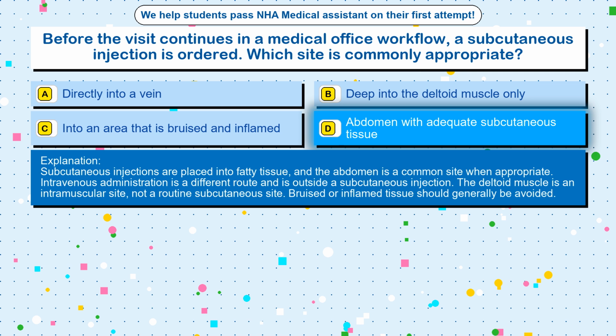Intravenous administration is a different route and is outside a subcutaneous injection. The deltoid muscle is an intramuscular site, not a routine subcutaneous site. Bruised or inflamed tissue should generally be avoided.